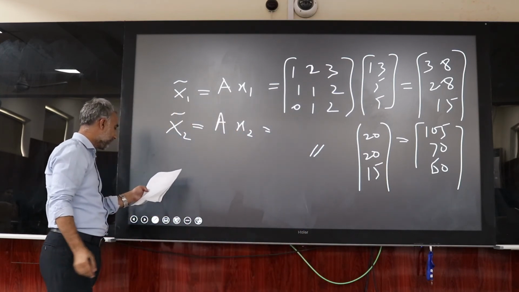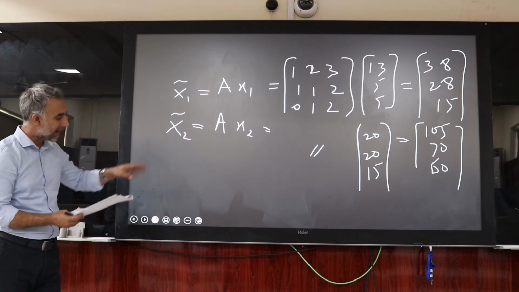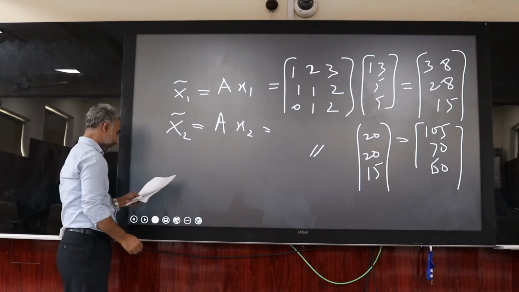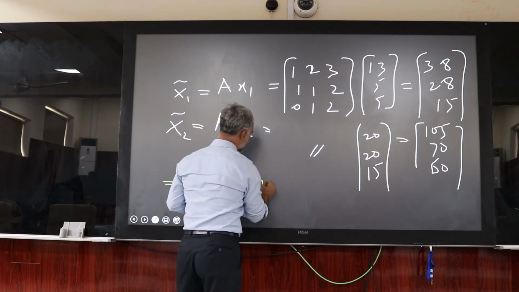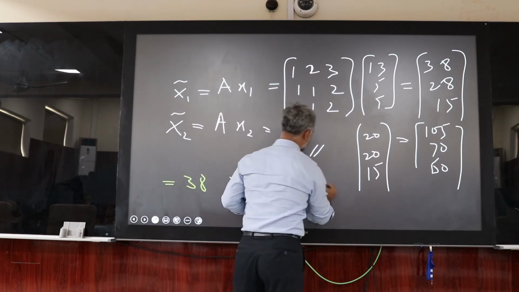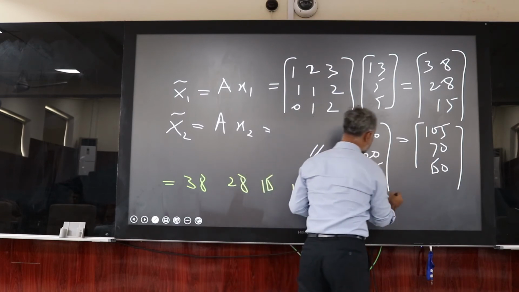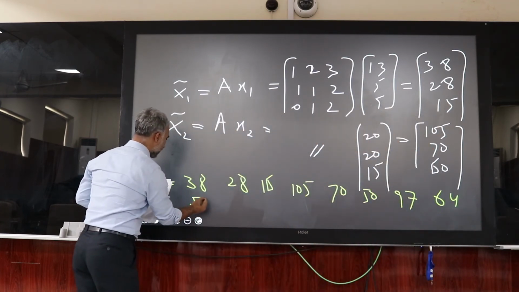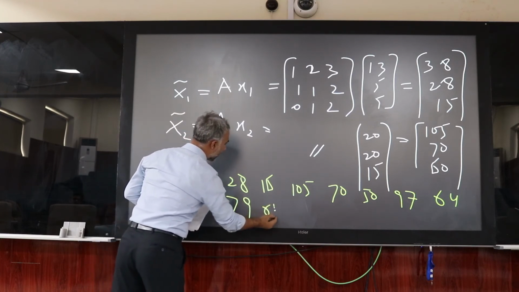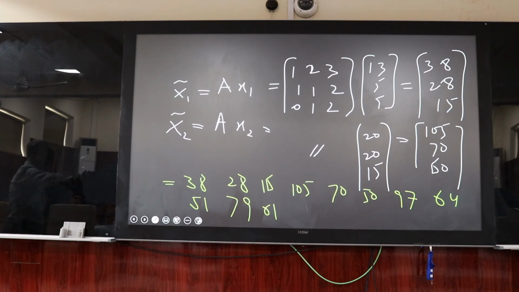You will get 4 vectors, and at the receiving end the information will be like this: 38, 28, 15, 105, 70, 50, 97, 64, 51, 79, 61. My students, this is again the same signal at the receiver end, that is, meet tomorrow. But for intruders, the people who are sitting on the way, this is difficult to get.